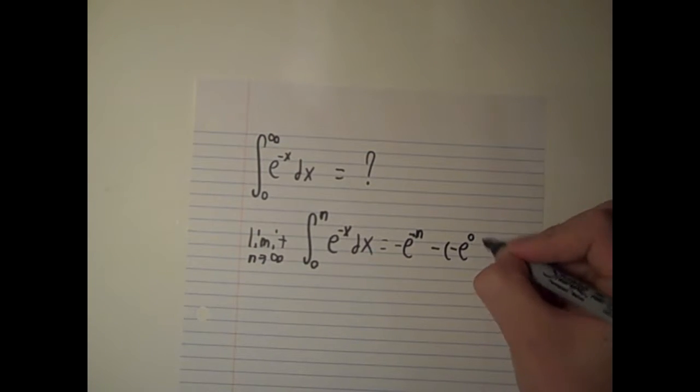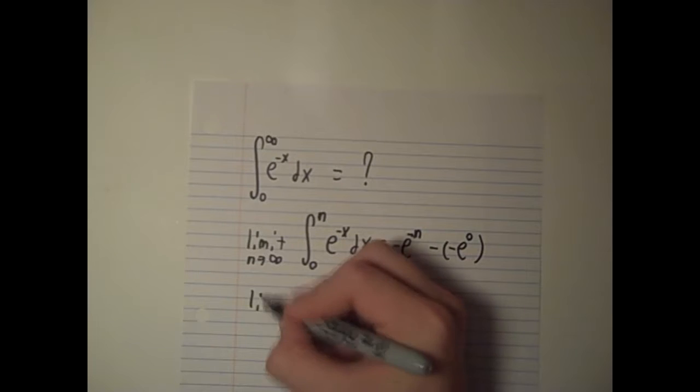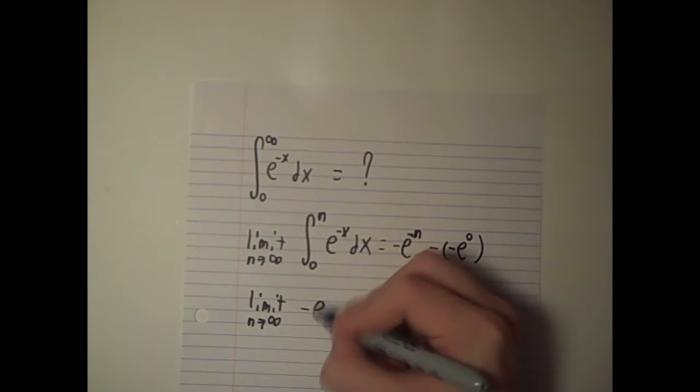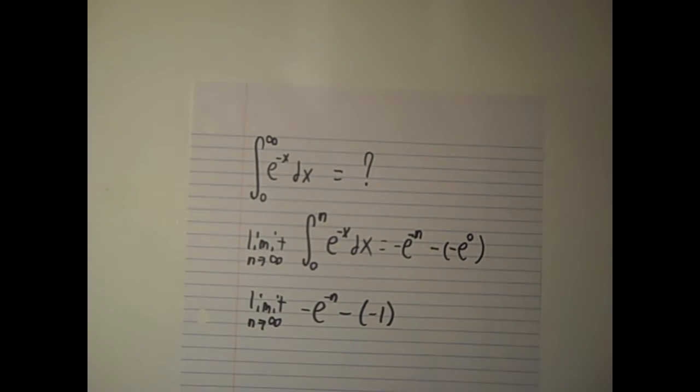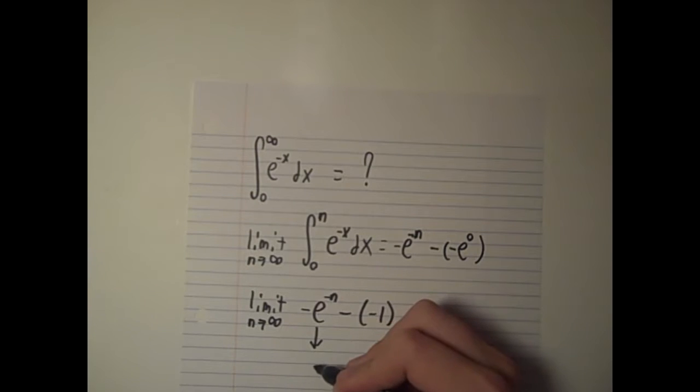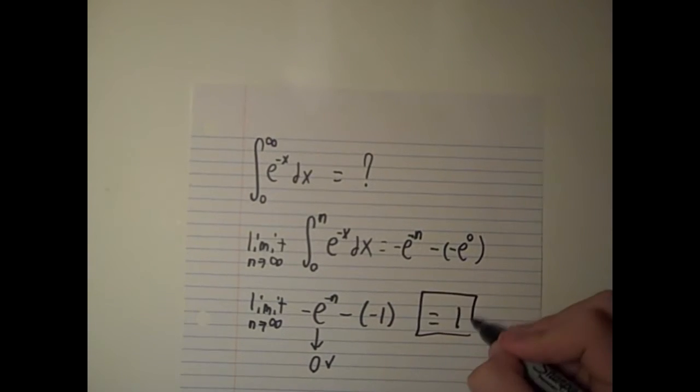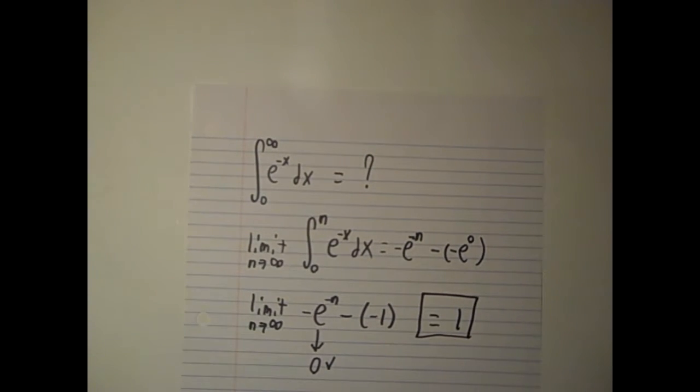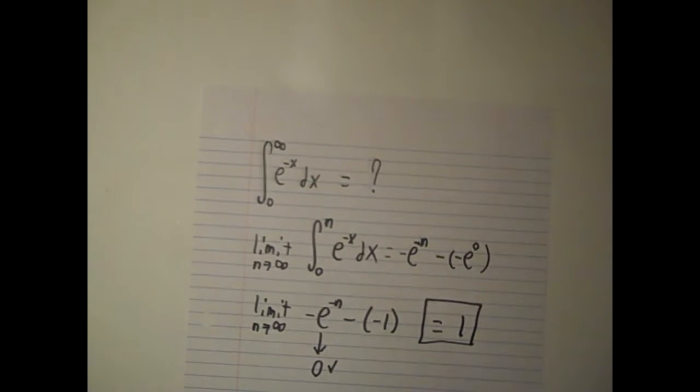So for the lower limit of integration, 0, this evaluates to negative 1. The limit as n approaches infinity for negative e to the negative x just gets smaller and smaller as x gets bigger, so we can say that limit is 0. So these negatives here cancel out, and the solution is 1.